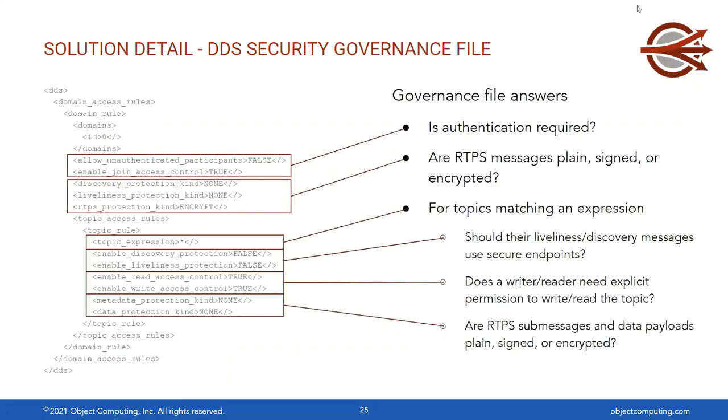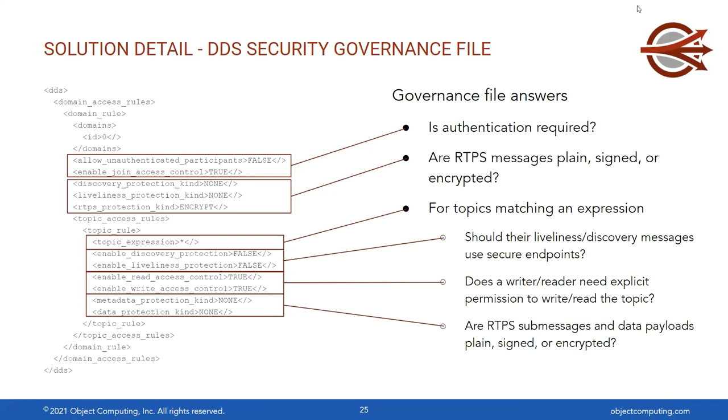So let's move on. Let's look at a governance file. The governance file answers various questions. First of all, is authentication required? If you're interacting with legacy systems, you may need to not require authentication to interact with legacy. However, most things will want to require authentication. The next thing we need to agree on is how are RTPS messages treated? Are they sent in the plain, which would not be very secure? Are they signed, which would at least prevent tampering, but they would be visible, or are they encrypted?